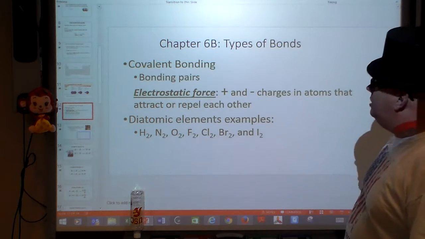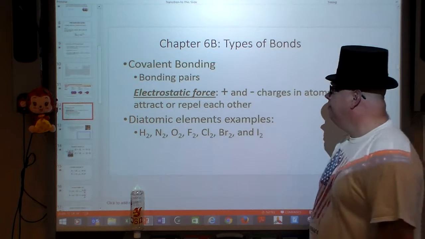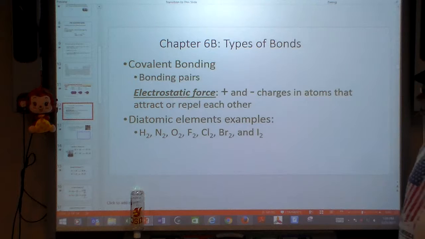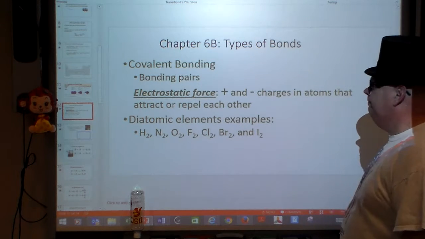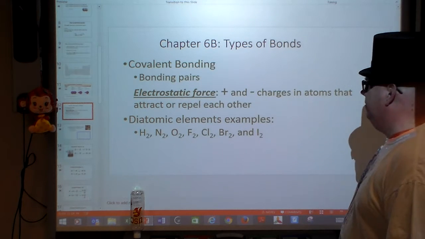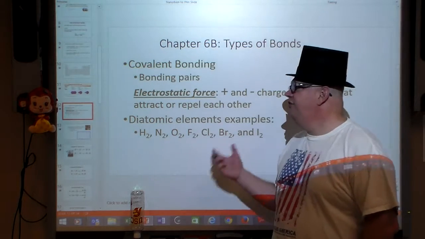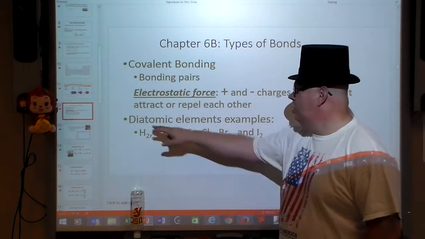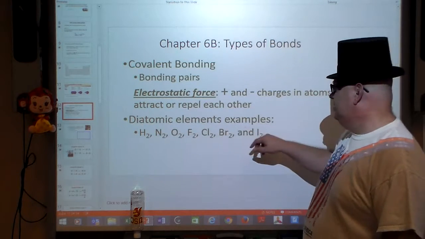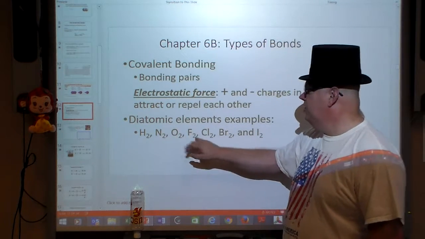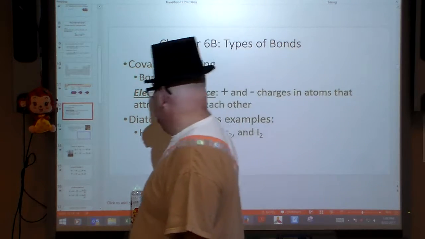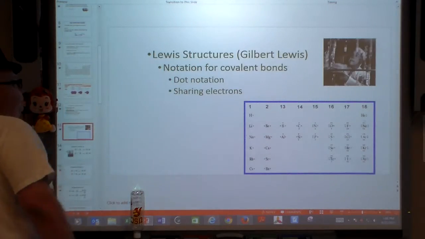Now, in covalent bonding, we do have bonding pairs, and there is something called the electrostatic force. There are positive and negative charges in atoms that attract or repel each other. For bonding pairs, for example, atoms that are the same are called diatomic elements, like H2, N2, O2, F2, Cl2, Br2, and I2. Those are all examples of the diatomic elements.